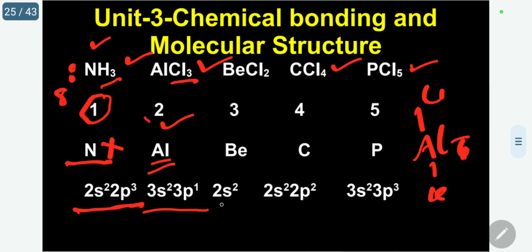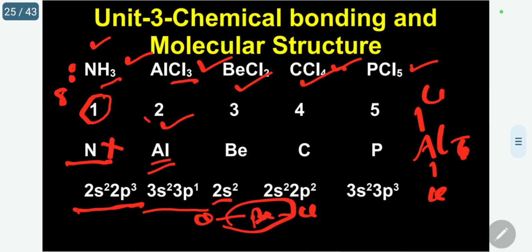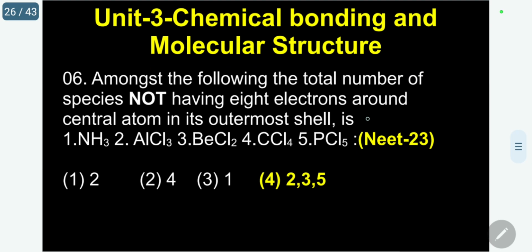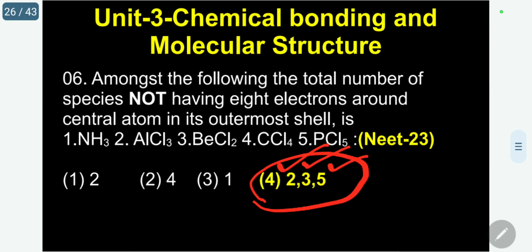Beryllium is 2s2, so only 2 bonds. In beryllium dichloride, there will be only 4 electrons around it. So this also does not obey the octet theory. Carbon tetrachloride: carbon is 2s2 2p2, sp3 hybridization, so it obeys the 8-electron rule. And PCl5, as I already informed you, does not obey the octet theory. So the answer is 3, with species 2, 3 and 5 being the correct ones.